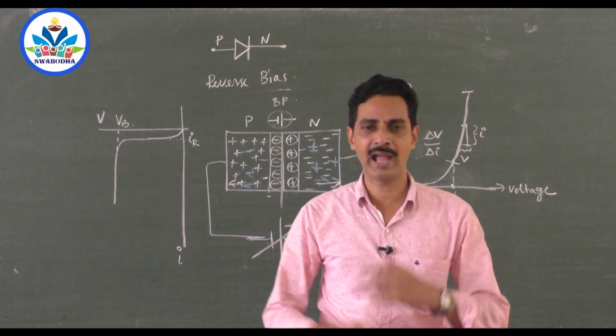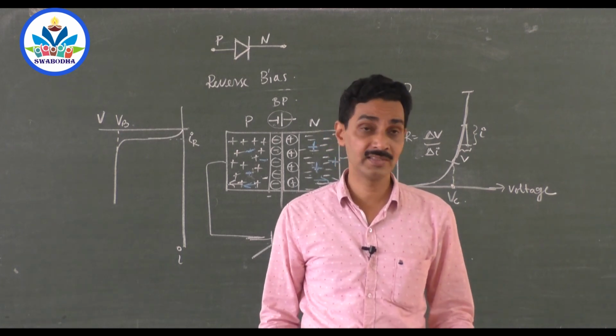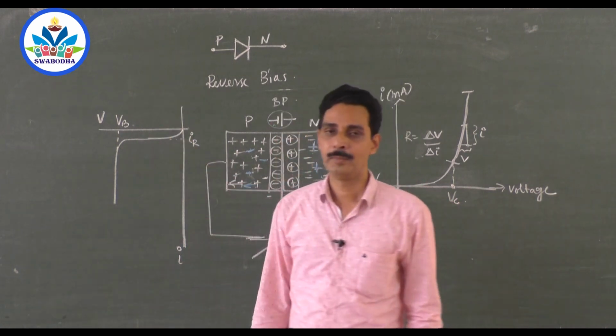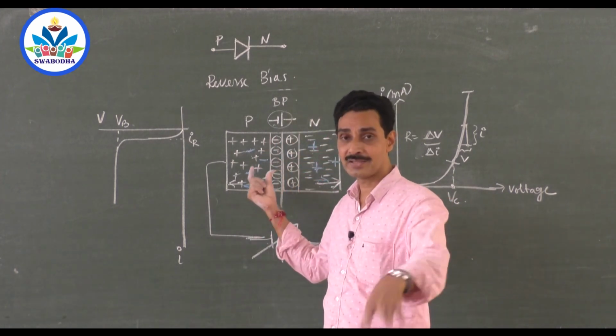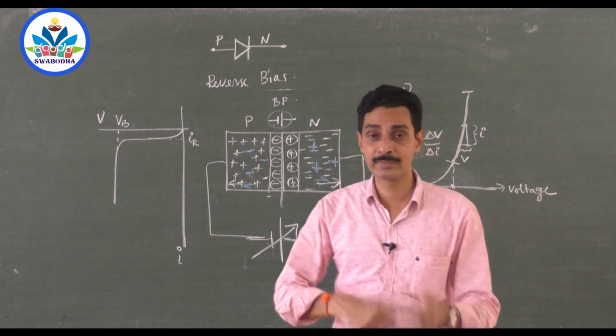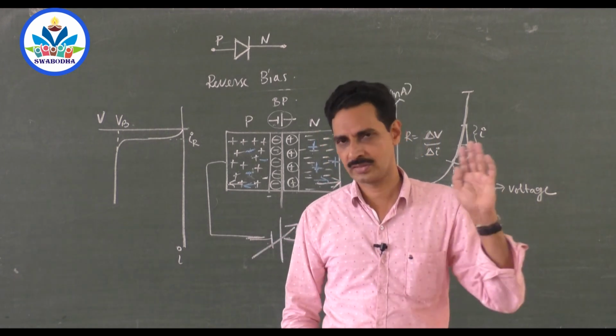Breaking means it is the damage to the atom. Remember, once the breakdown voltage is reached, we are getting very good current. But remember, the diode junction is lost. This junction is lost, and it is not a reversible process. You can't get the diode back once again. It is lost, it is gone.